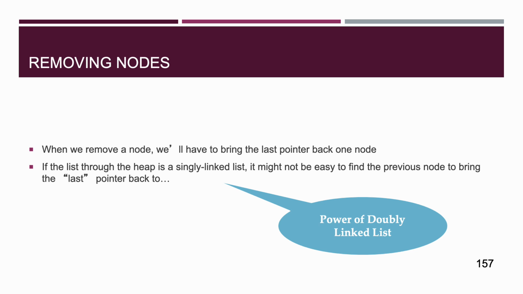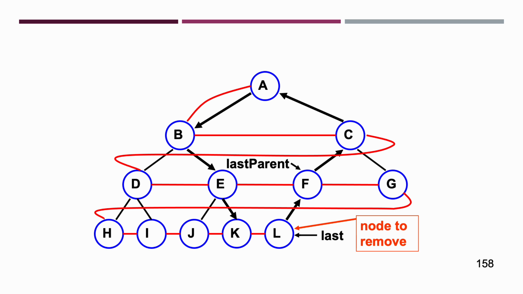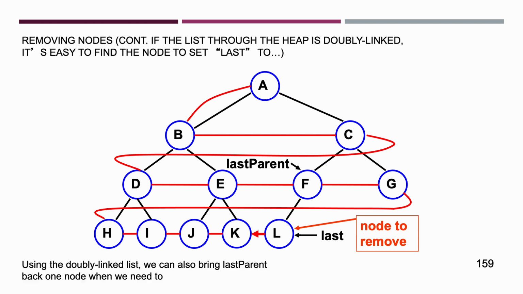Now we'll see how we can remove a node. So when we remove a node, we'll have to bring the last pointer back one node. If the list through the heap is a singly linked list, it might not be easy to find the previous node to bring the last pointer back to. So this is where we'll use a doubly linked list. Here, if you want to remove this node L, which is last, and F is the last parent, removing nodes is constant time. If the list through the heap is doubly linked, it's easy to find a node to set last to.